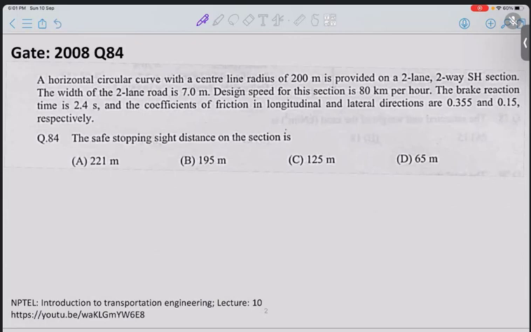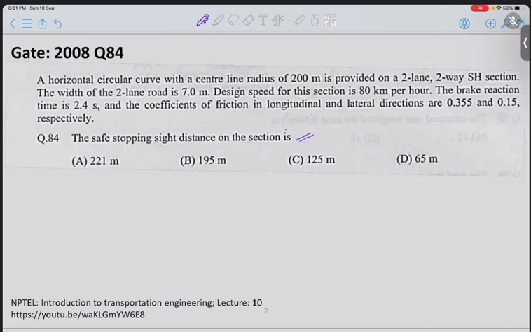Those years GATE used to give 85 questions, and it was only one set. So the question reads: a horizontal circular curve with a center line radius of 200 meters is provided on a two-way state highway section. The width of the two-lane road is 7 meters. The design speed of the section is 80 kilometers per hour. The brake reaction time is 2.4 seconds, and the coefficients of friction in longitudinal and lateral direction are 0.355 and 0.15 respectively. What will be the safe stopping sight distance on this section?